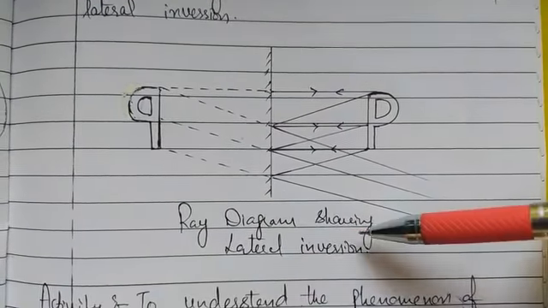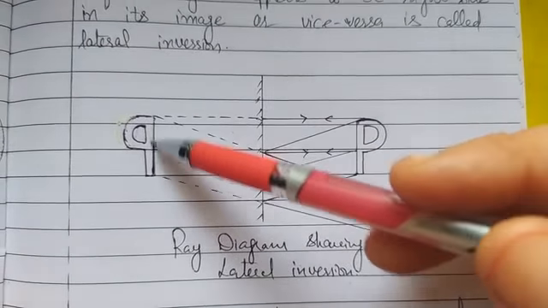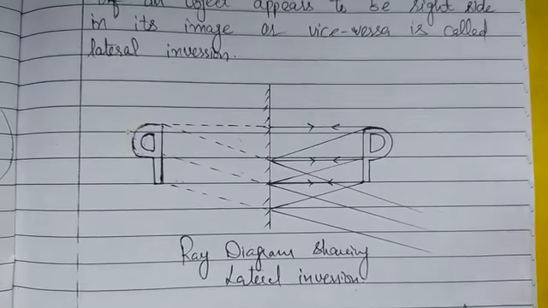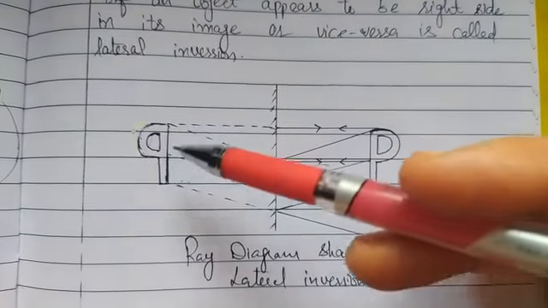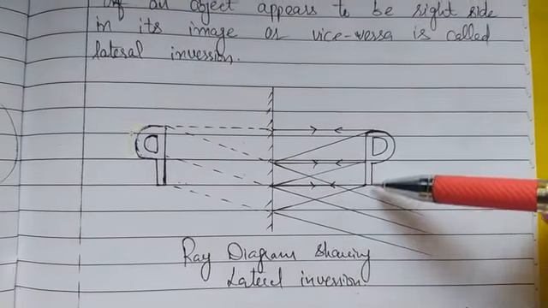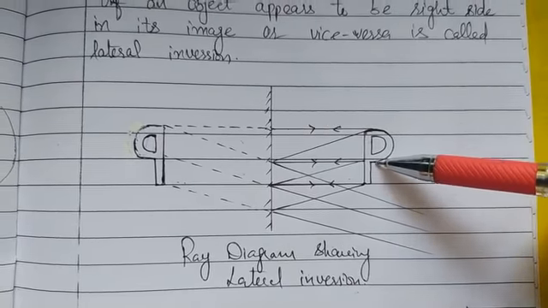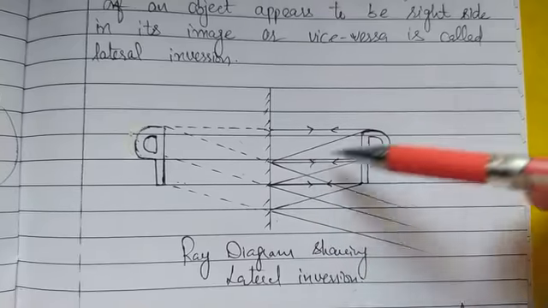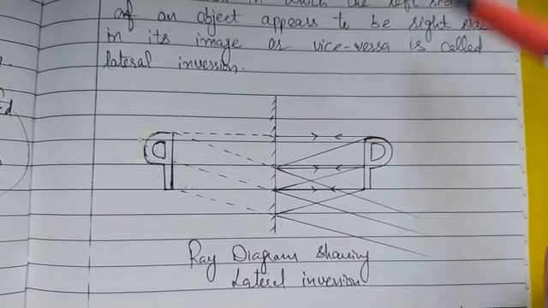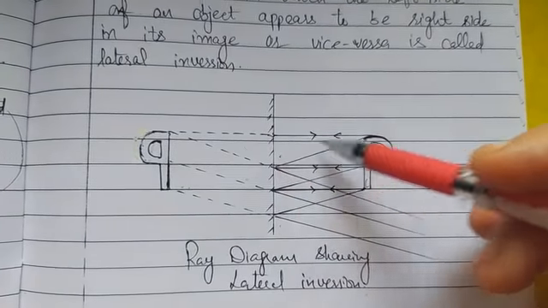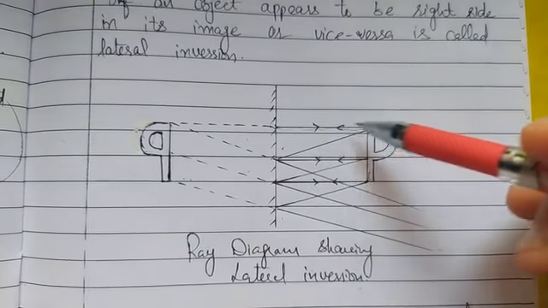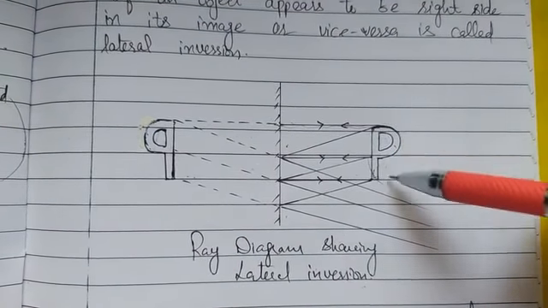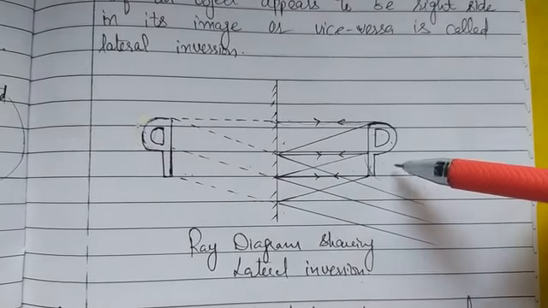So this is the ray diagram showing lateral inversion. Here I have taken a letter P out of the alphabet. Everything shows lateral inversion, so alphabetical words also show lateral inversion. Here you can see this is the letter P, and this is the reflecting surface of the mirror. So when we have put a letter P in front of the plane mirror, then rays of light are coming from this letter P, because rays of light will come from every part of this letter P.